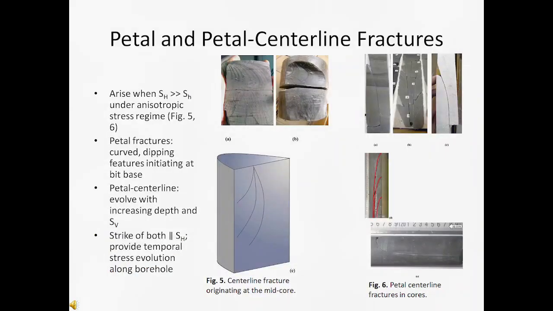Pedal fractures result from a high SH to Sh ratio. They appear as curved fractures originating from the base or edge of the bit and curving inward. As depth increases or horizontal stress anisotropy reduces, these pedal fractures evolve into pedal centerline and disc fractures. Figures 5 and 6 display examples of these features. These fractures provide crucial insights into temporal stress evolution during drilling and are especially useful for directional drilling analysis.